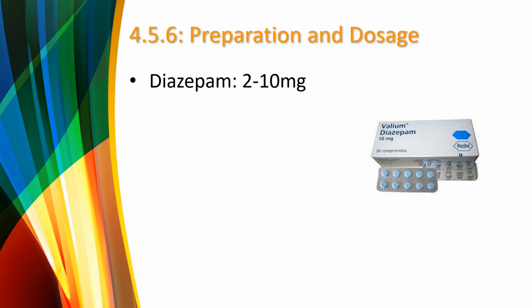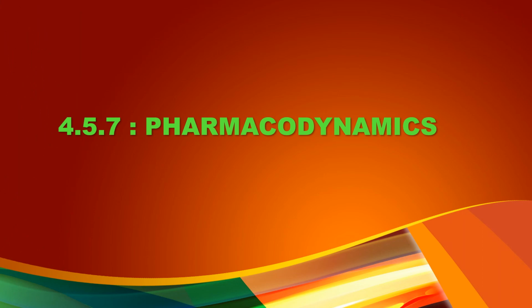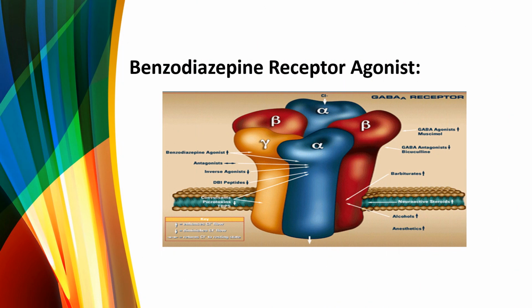Preparation and dosage. The dosage of diazepam orally for adults is in the range of 2 to 10 milligrams. Pharmacodynamics of diazepam. Benzodiazepine receptor agonist. It acts as a positive allosteric modulator at the gamma-aminobutyric acid receptor.